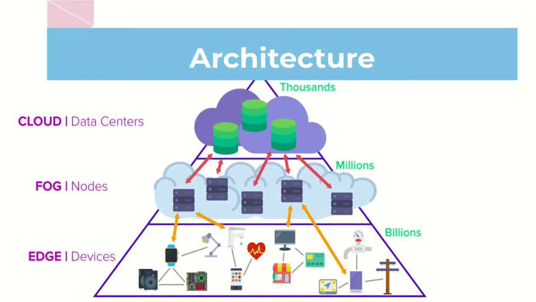Fog layer. This layer is located on the edge of the network. Fog computing layer is composed of a large number of fog nodes. It includes gateways, access points, routers, switches, etc. And at the top is the cloud layer. The cloud computing layer consists of multiple high-performance servers and storage devices. It has powerful computing and storage capabilities.